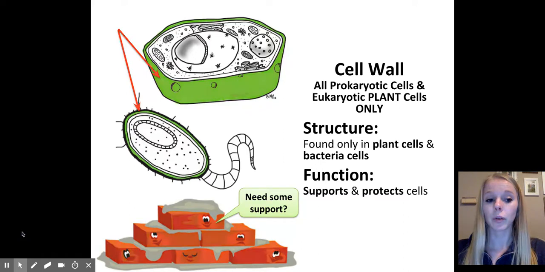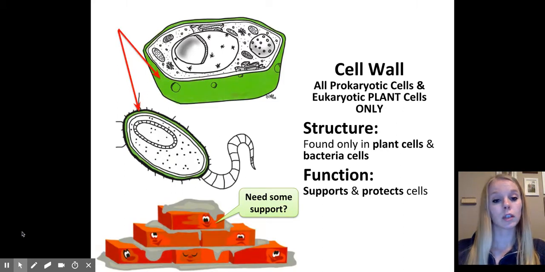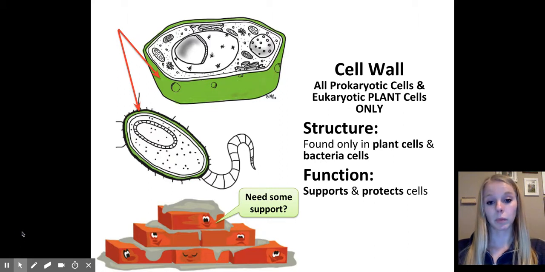So when you think about it in plants, plants don't have bones like you do, but they need to still stand up straight. The cell wall is what helps them do this. So this is also why you, as an animal cell, do not have a cell wall. Just like all other animals on the planet do not have cell walls in their cells, just plants and prokaryotes.